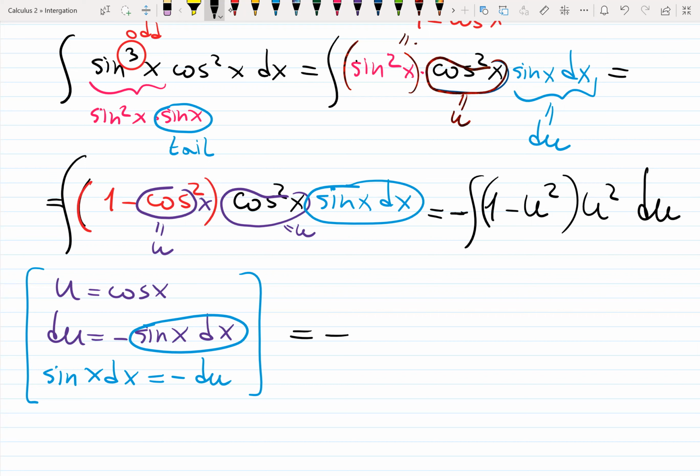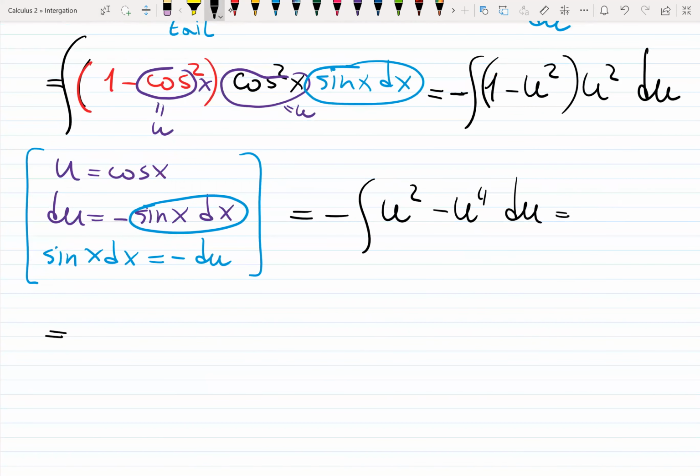Continue. Distribute the u squared and finish the integration. Integral of minus u squared is u cube over 3. And I don't want to write down every time u and then rewrite it to cosine, so just do it right away. Cosine is your u, so it's cosine cube over 3. That saves a lot of time. Minus minus gives you plus. u to the 4 gives u to the 5 over 5. So it's going to be cosine to the 5 over 5 plus c.